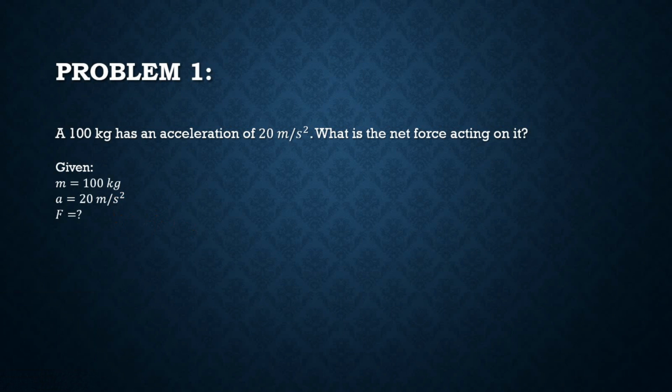We have the formula, which is FUMA, where F is equal to mass times acceleration. Using the formula, you substitute the variables given in the question. So F is equal to 100 times 20, which is 2000 kilograms times meters per second squared, equal to 2000 newtons.